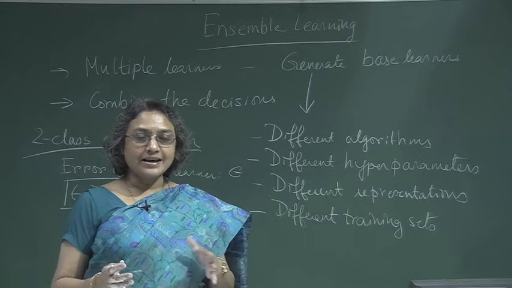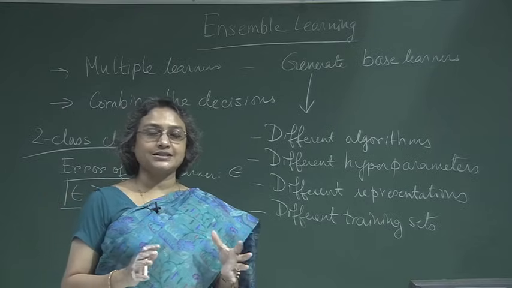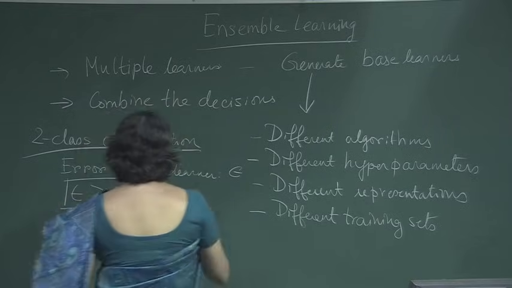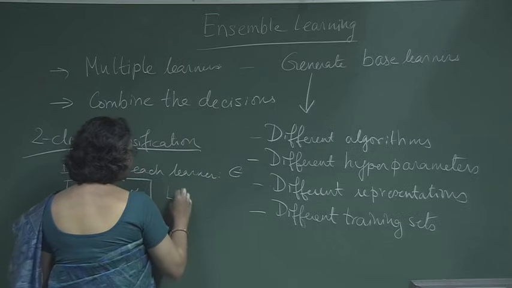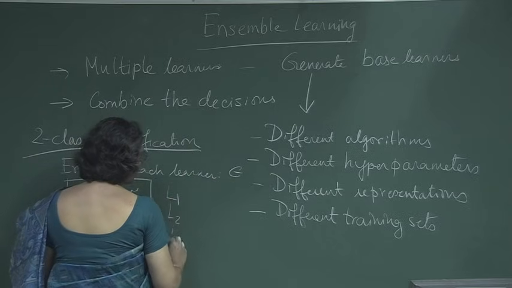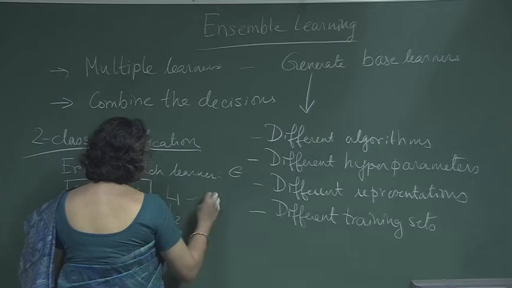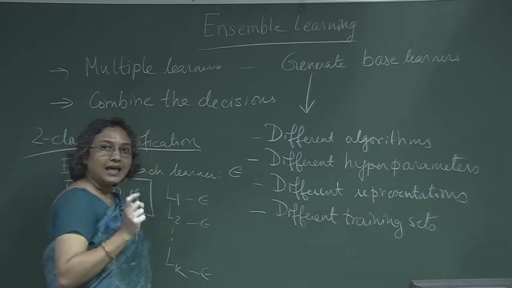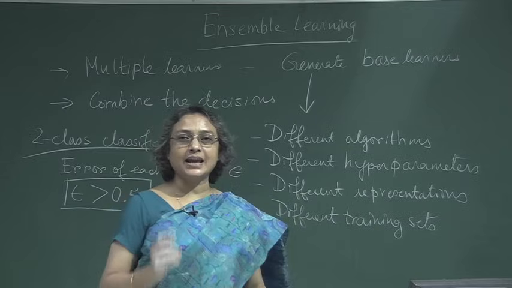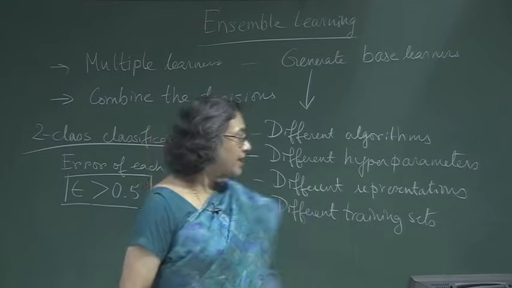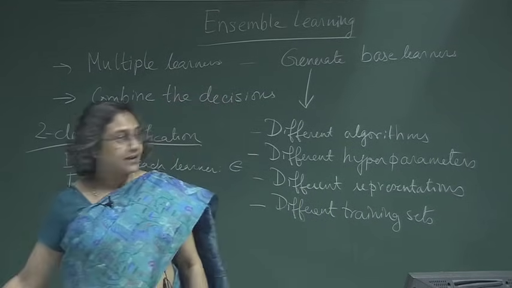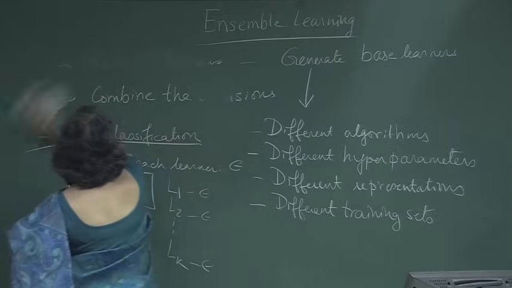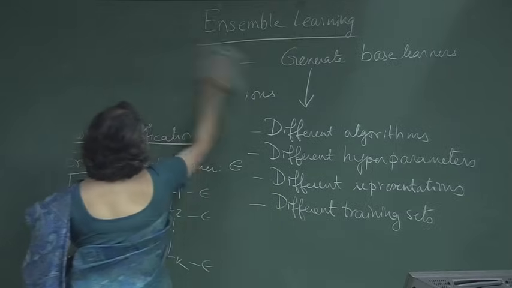So, we have different base learning algorithms L1, L2, Lk, and each has error epsilon, but the errors made must be independent. Okay. Now, we will just make a digression and talk about bias and variance.